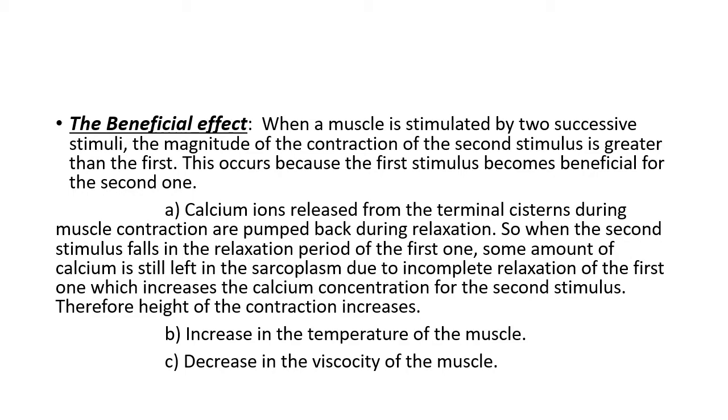Now there are different causes behind this. The main one is calcium ions. Calcium ions released from the terminal cisternae during muscle contraction are pumped back during relaxation. So when the second stimulus falls in the relaxation period of the first one, some amount of calcium is still left in the sarcoplasm due to incomplete relaxation, which increases the calcium concentration available for the second stimulus, and therefore we get increased height of contraction.